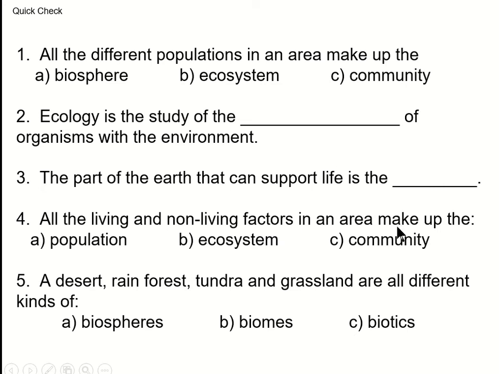And ecology is the study of what? Of the organisms in the environment. The interaction. The third thing, the part of Earth that can support life. That's called the biosphere. All the living and non-living factors in an area make up the ecosystem. A desert, a rainforest, a tundra, and a grassland are all different types of biomes.